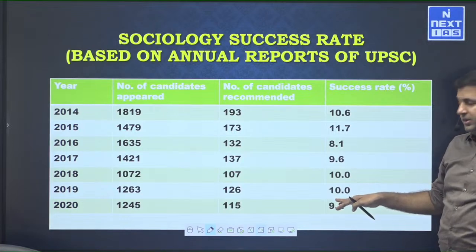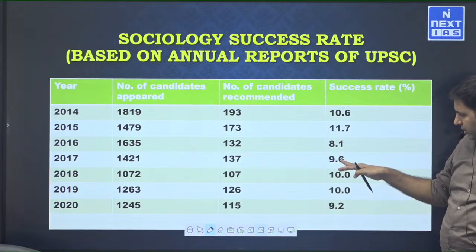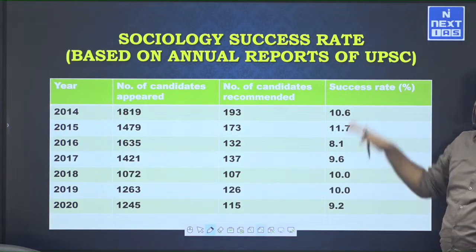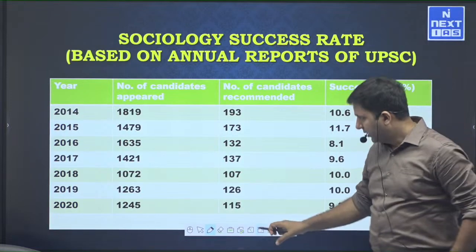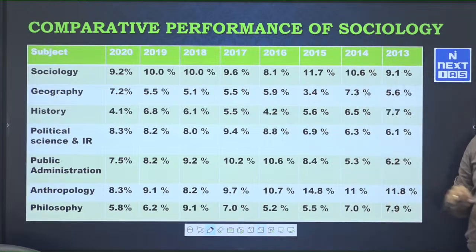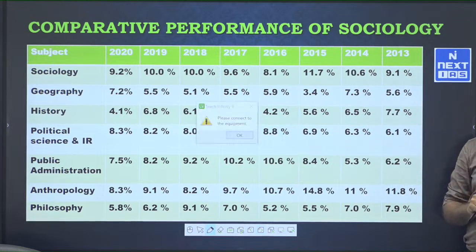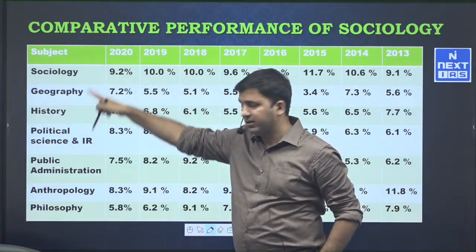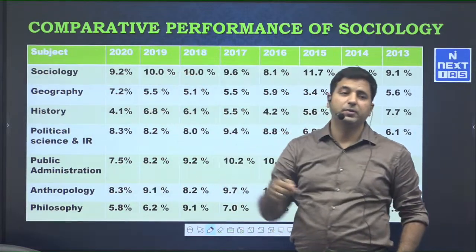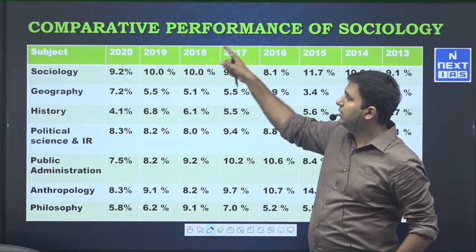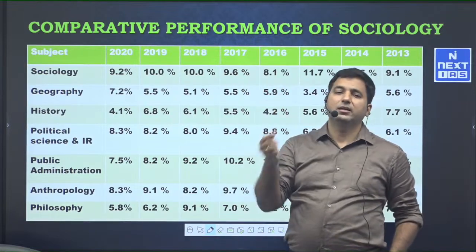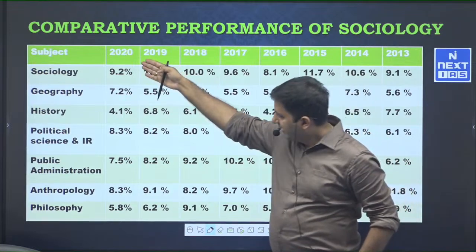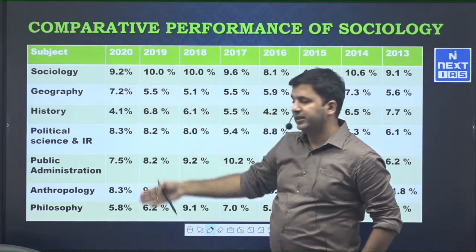In the previous year it was 10%, and the year before that also 10%, and again it is not very fluctuating. If you see, it is almost in the same range. On the contrary, if you compare it with other subjects, the data should speak for itself. All these subjects are opted for by more than 1000 aspirants who appear in mains. This data is for those options where at least 1000 people wrote mains, and in every year sociology is highest.